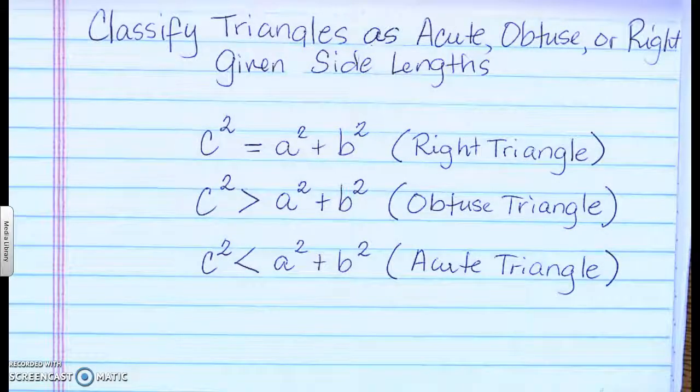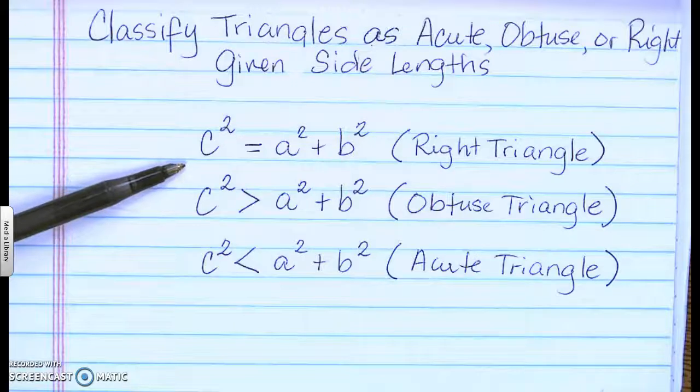Welcome back everyone. Today we're going to discuss how to classify triangles as acute, obtuse, or right triangles given the side lengths. So these are the formulas that you will have to consider. You all know that c squared equals a squared plus b squared gives you a right triangle.